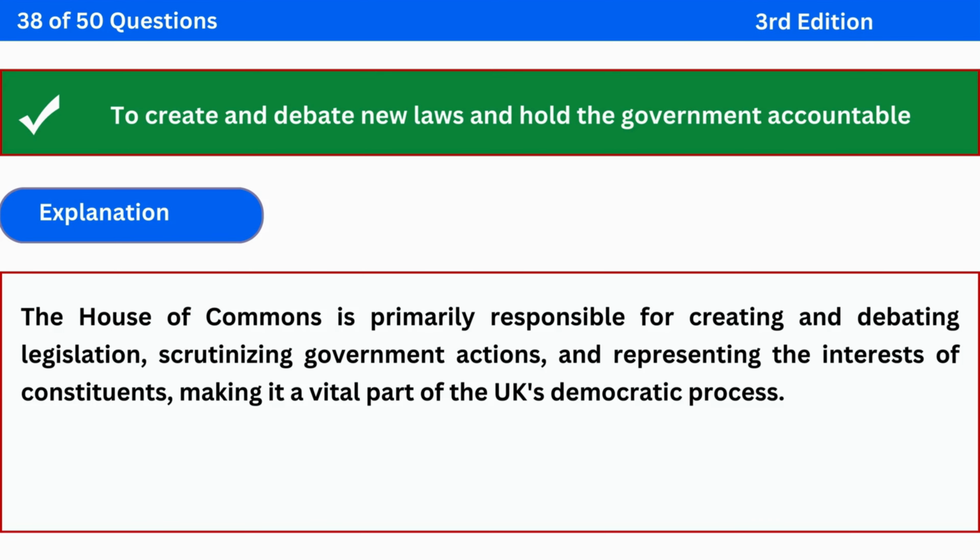The correct answer is to create and debate new laws and hold the government accountable. Explanation: the House of Commons is primarily responsible for creating and debating legislation, scrutinizing government actions, and representing the interests of constituents, making it a vital part of the UK's democratic process.